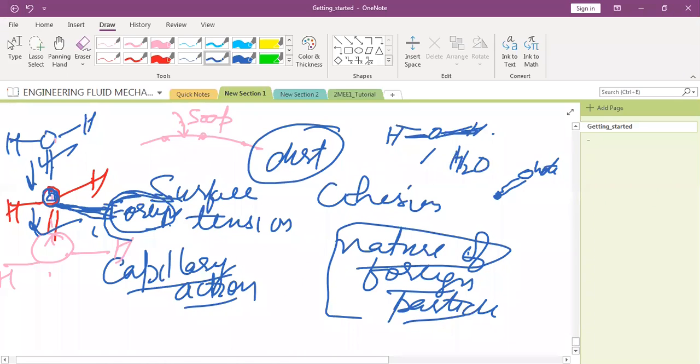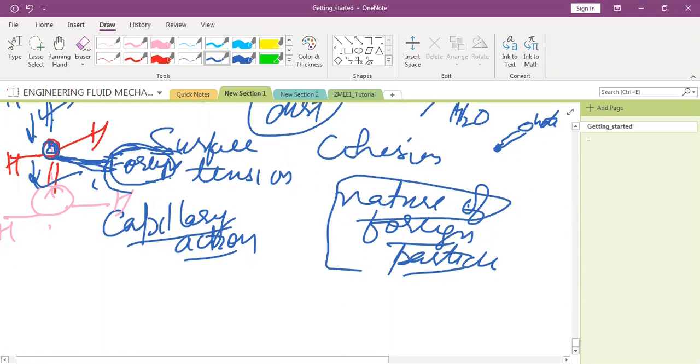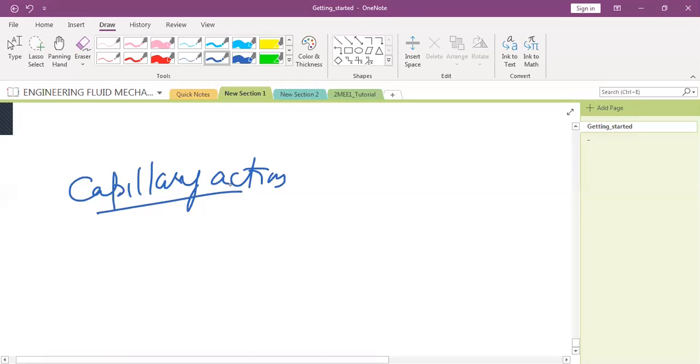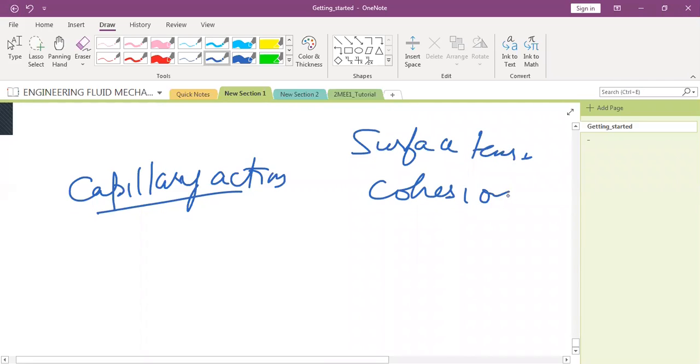So that was all about surface tension. There's another property that is called capillary action. So please remember, surface tension was due to cohesion forces. Capillary action is due to adhesion forces.